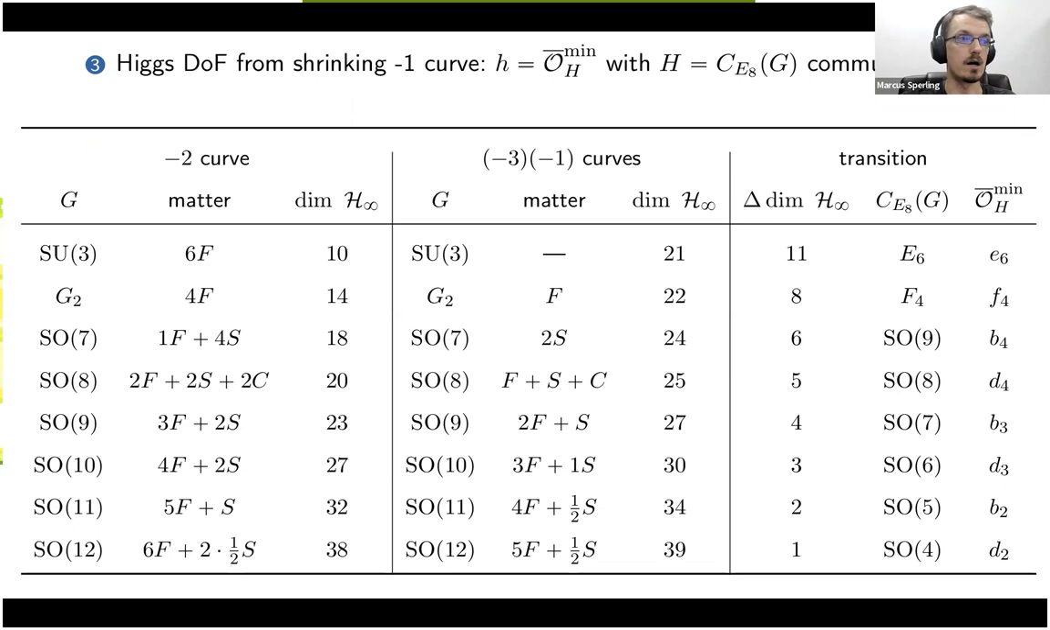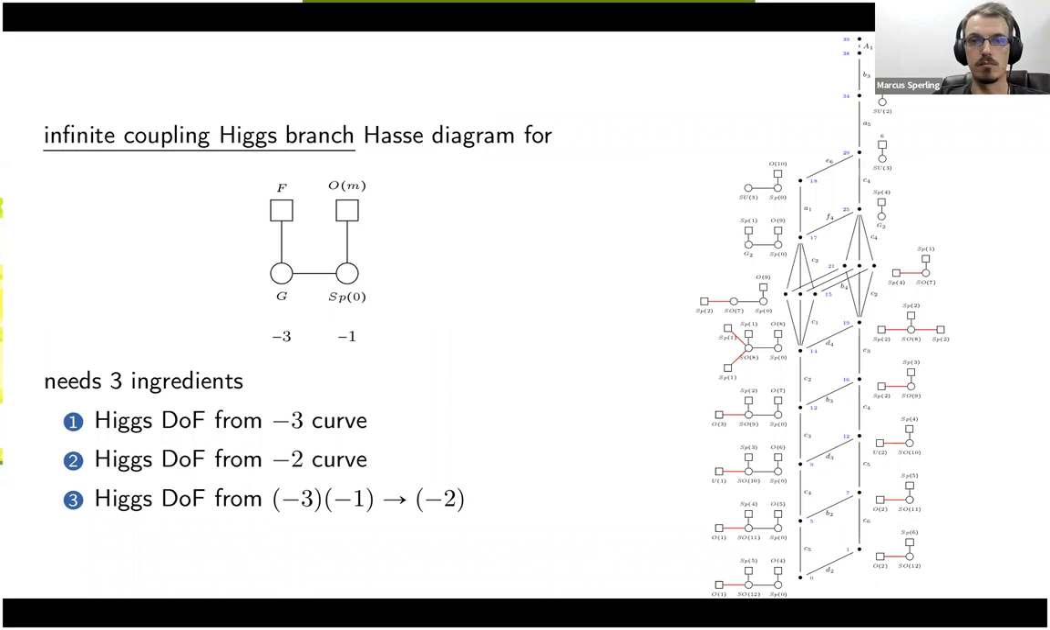So once we are happy with this, we can now combine the three different ingredients and propose the infinite coupling Hasse diagram for the theory on a minus three, minus one curve, which is essentially this object here. I know it's a little bit small, but the point you should take away is that this line here is everything happening just by Higgsing on the minus three. This line here is everything happening on the minus two curve, with a modification for infinite coupling at the top. And then in between, we have these transitions of the minus one curve shrinking to zero size. That is the generalization of what we have seen before, because the SU3, SP1, SP0 case is just this one, D6, A5, B3, A1. So that's the first generalization that we can do.